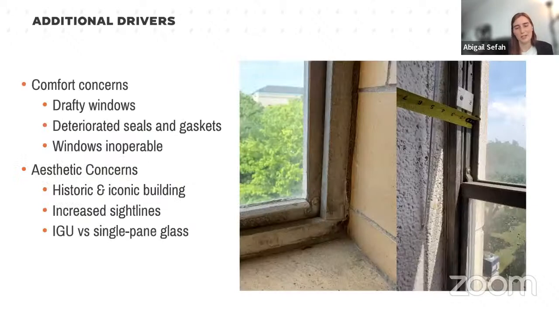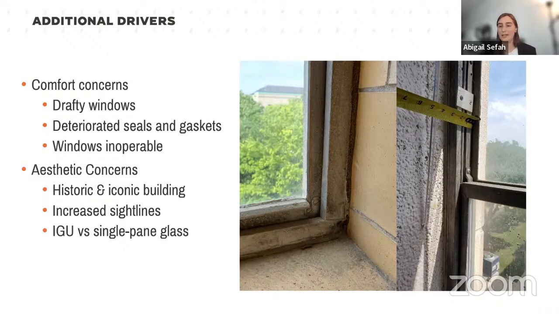As I mentioned, this project also had a lot of other factors at play. We did do some occupant interviews and learned about their comfort concerns. There are drafty windows. The meeting rail is not sealed. You can see that there are deteriorated seals and gaskets, and also some of the windows are inoperable.